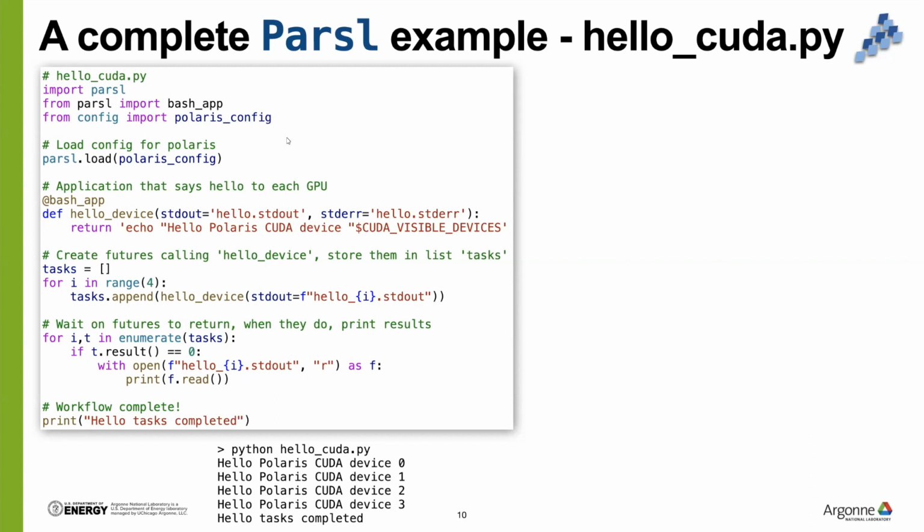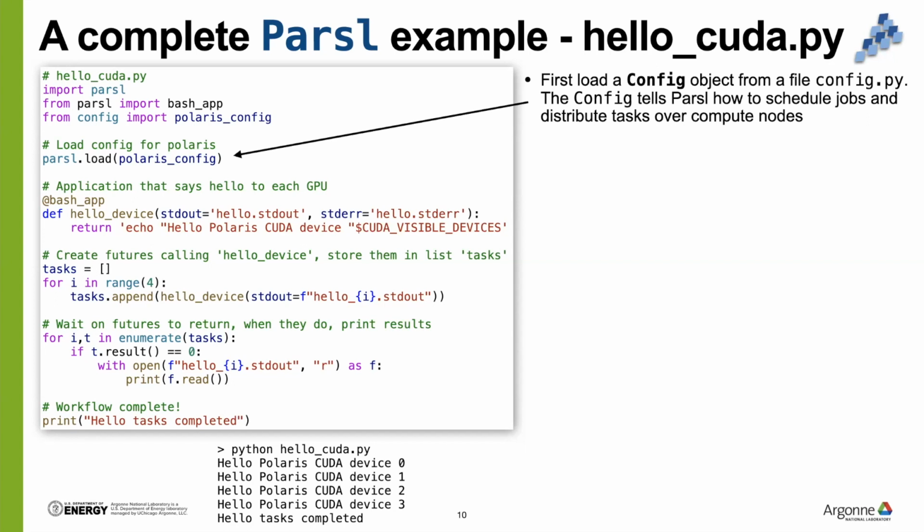So what are the different parts of a Parsl program? The first thing is the config object. Parsl works by separating the program logic from the machine configuration. So this config object, and we'll talk about what that looks like in a minute, contains all the information Parsl needs to communicate with the scheduler and distribute tasks over compute nodes.